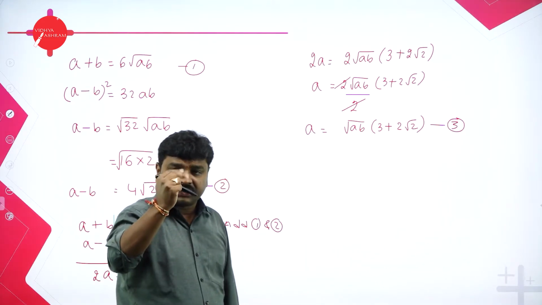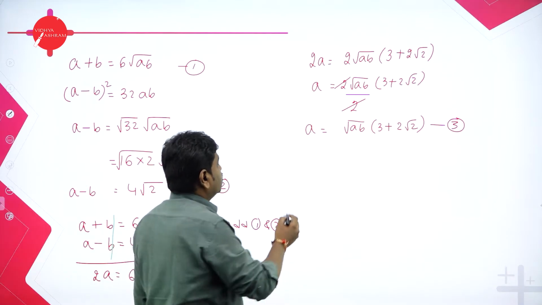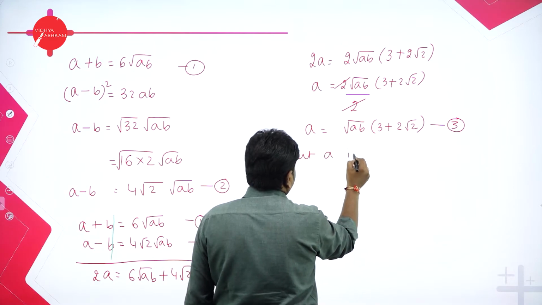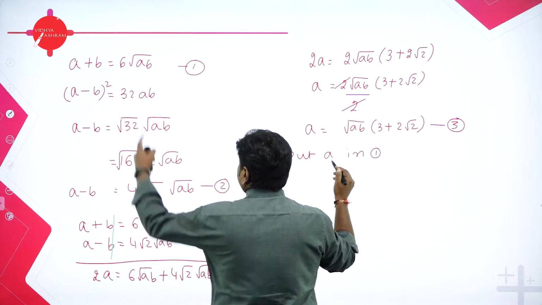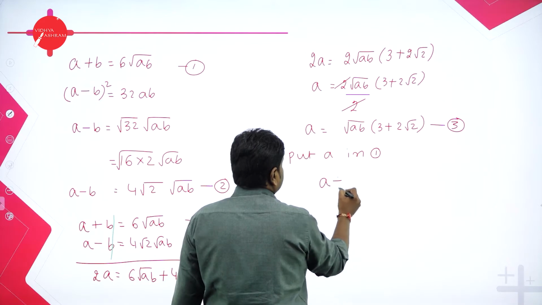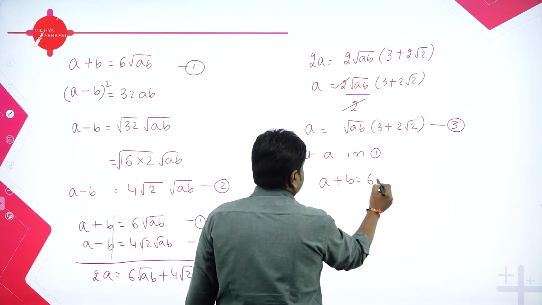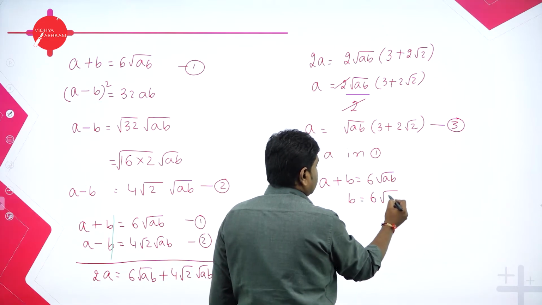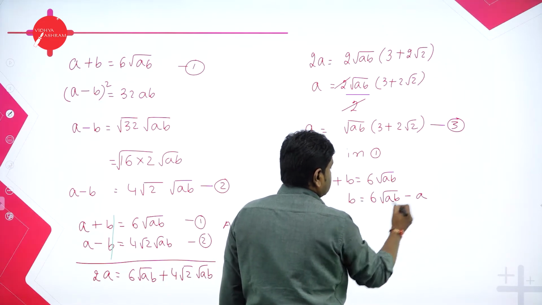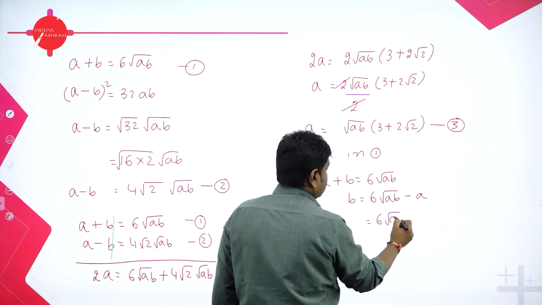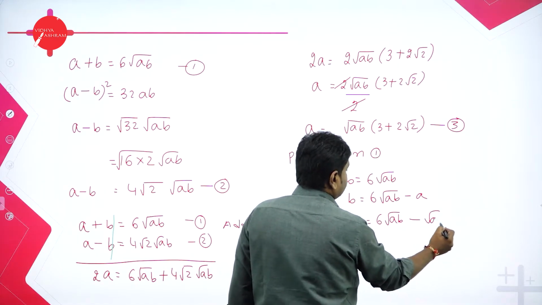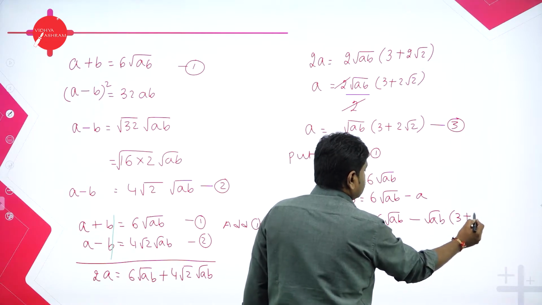We need to find the ratio of A and B. So put A in equation 1. What is equation 1, dear students? A plus B is equals to 6 root AB. So transfer this. So B is equal to what? 6 root AB minus A. What is A value? Root AB into 3 plus 2 root 2.